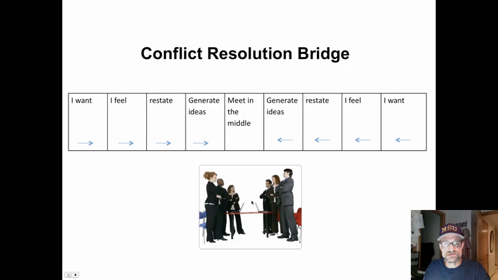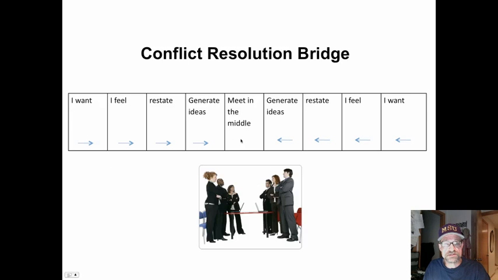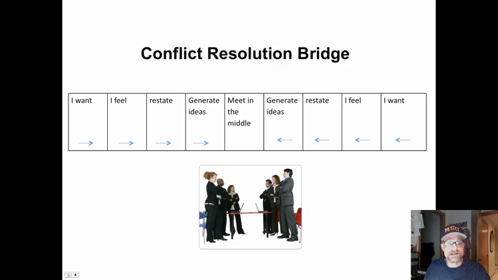So you're restating. The fourth square, students generate ideas for solutions. Generate ideas. And in the middle, students pick an idea in which they both agree. They meet in the middle and shake hands. There is the conflict resolution bridge painted on a sidewalk out on the playground or taped in your classroom.